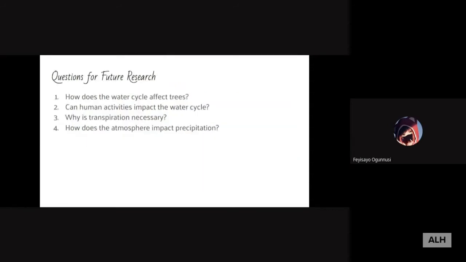So questions for future research: how does the water cycle affect trees, which I think I basically answered? Can human activities impact the water cycle? Why is transpiration necessary? And how does the atmosphere impact precipitation?